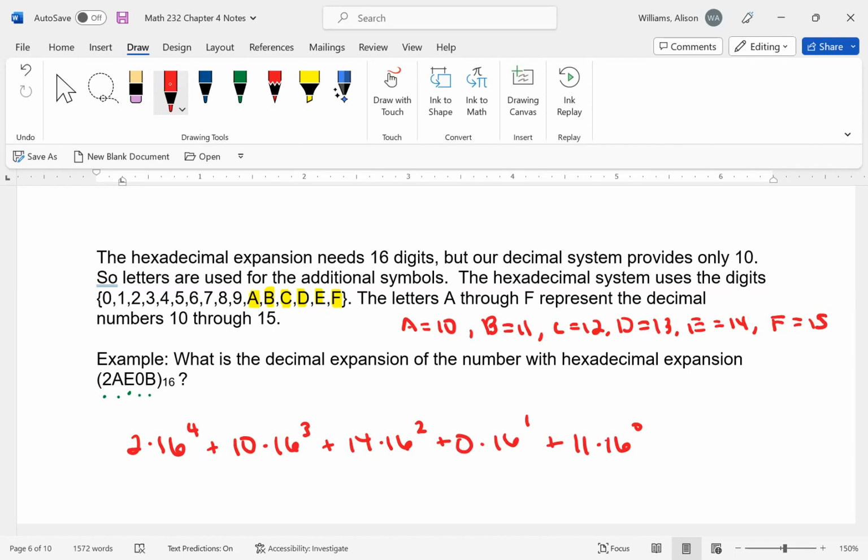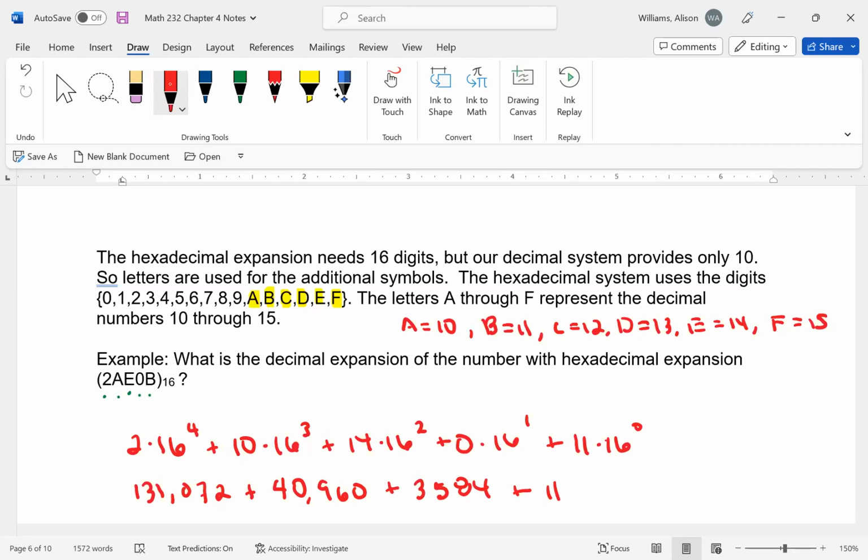Whew, big number. Okay, I'm going to go ahead and actually calculate what 2 times 16 to the 4th is, and I get 131,072 plus 40,960 plus 14 times 16 squared, which is 3,584. Then we have a 0 and then 11. Okay, so let me just add those up.